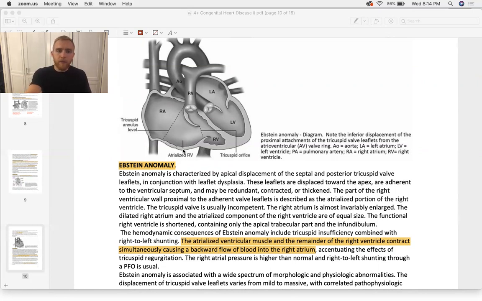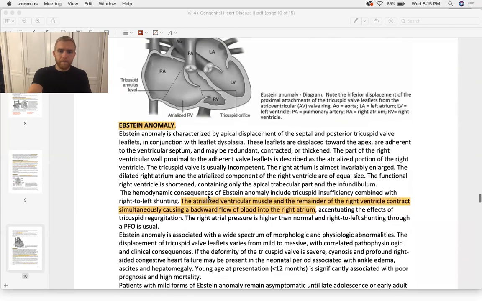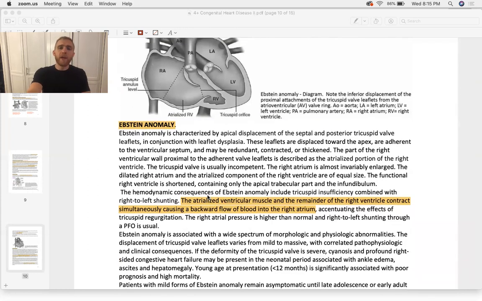But the problem is, whenever this atrialized right ventricle contracts, it forces some more blood through the tricuspid valve. And the tricuspid should be closed at the start of systole, right? So whenever the atrialized right ventricle pushes blood through that tricuspid, you've got a little bit of a leak. This is going to cause a backwards flow of blood, or a regurgitation of sorts, into the right atrium. And that's the right to left shunt.